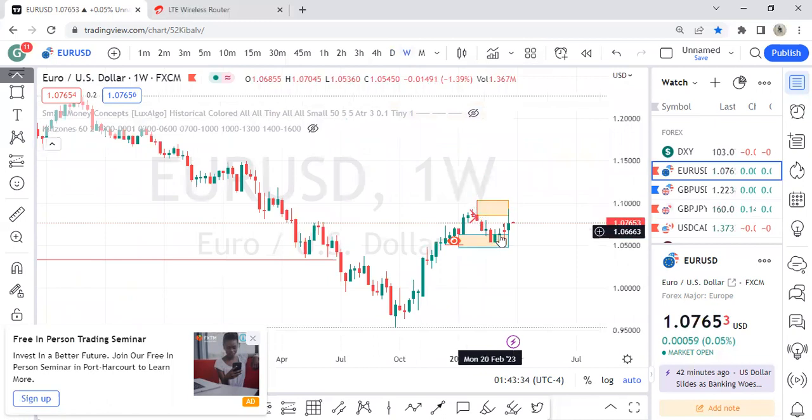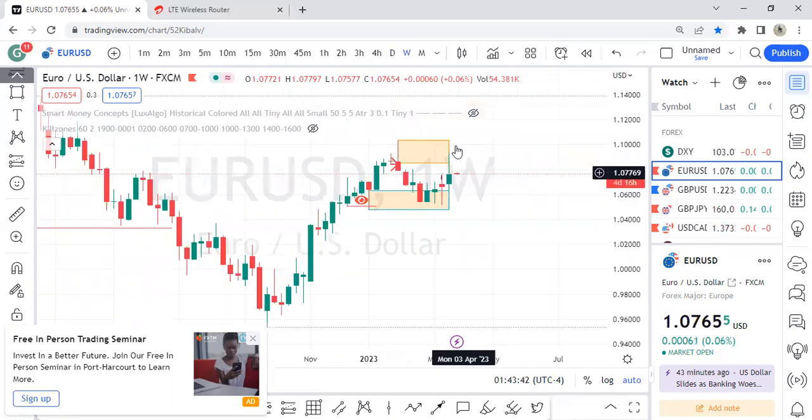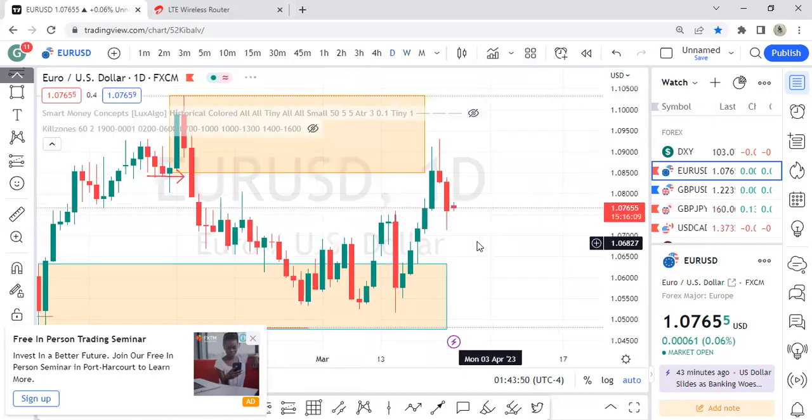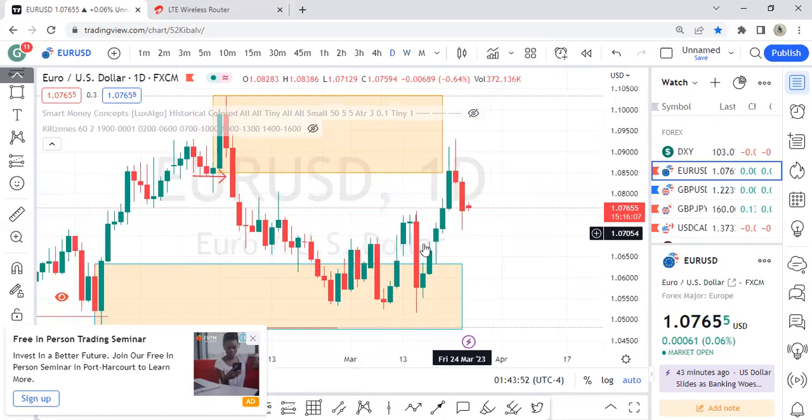So I anticipate that price might extend to this previous weekly high first and then this overall high. So I'm expecting some bullish price action for the week, right? So this is subject to market changes, right? So I'm expecting maybe some bullish price action at that point, right?